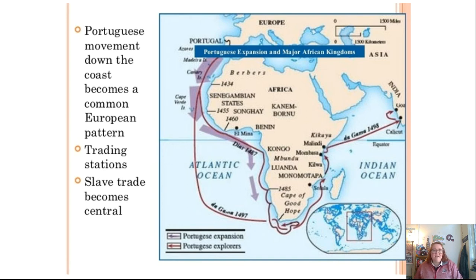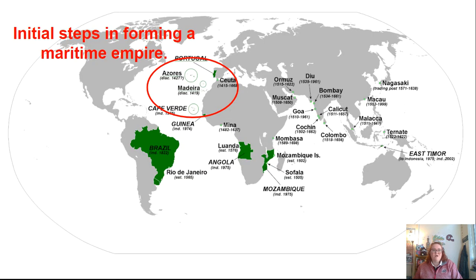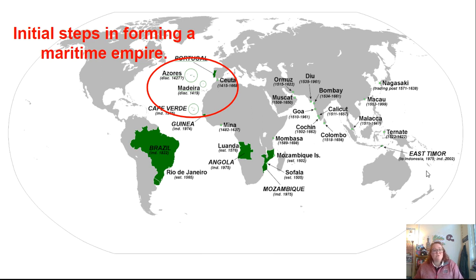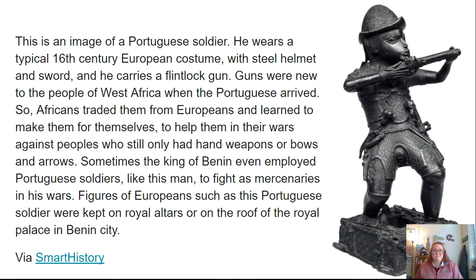Wow. There was also Portuguese movement down the coast of Africa, and this becomes a common European pattern. And because the Portuguese started doing this, they actually set up trading stations along the west coast of Africa. And along these trading posts, one of the significant things would be the slave trade. So we actually see the Portuguese starting to set up this small scale maritime empire. So all of the green that you see here, all of these labeled places, this is what the Portuguese controlled at the beginning of exploration. They would ultimately lose it.